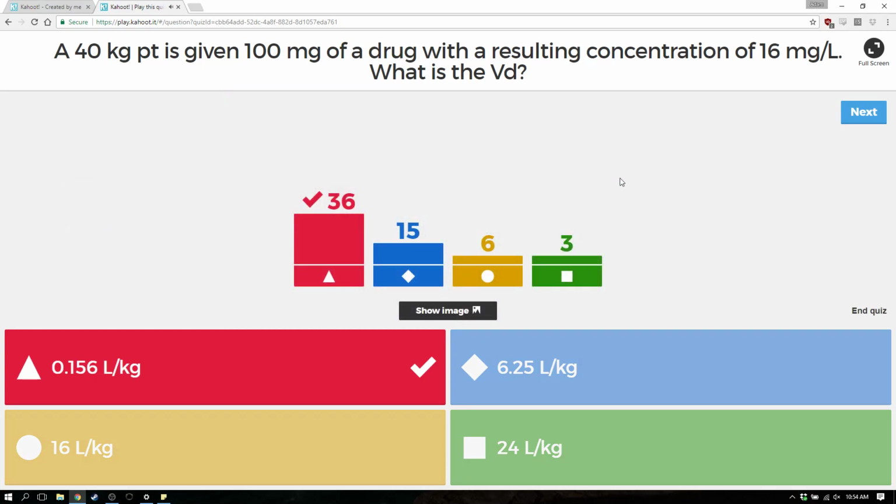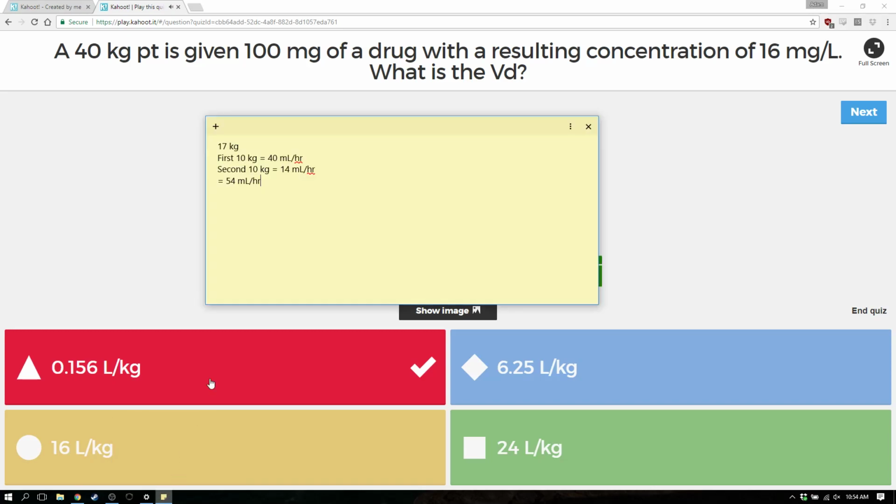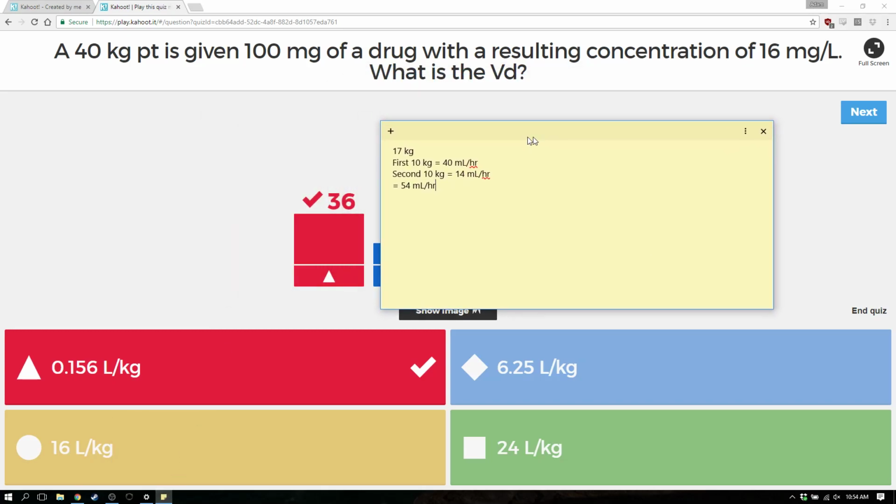Okay. All right, nice job. 36 of you. Okay, so let's work why that's the correct answer. So again, what are we working with? What's our equation? VD is dose over concentration. Okay, yeah, so we can go back to VD equals our dose over that C0, right? So we just kind of flip-flop the VD and the C0 in that equation. So VD equals dose over C0, okay?